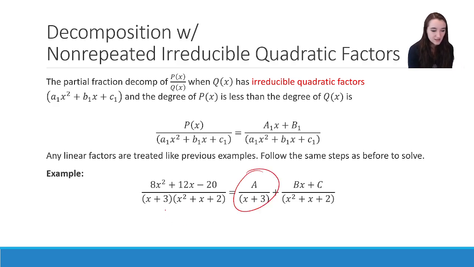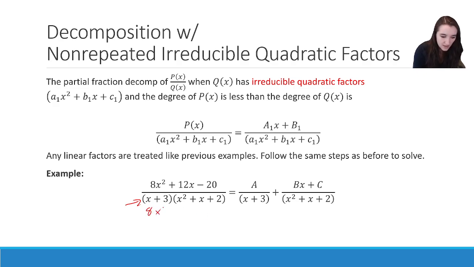So this stays the same as it's been. We're still following that same pattern. But then bx plus c over the quadratic. And then I do the same exact steps. So I multiply by this common denominator. When I do so, I will end up with 8x squared plus 12x minus 20 equals a times x squared plus x plus 2 plus bx plus c times x plus 3.